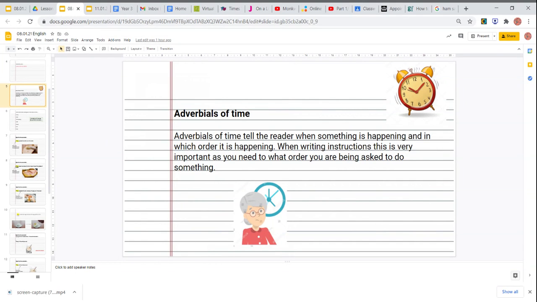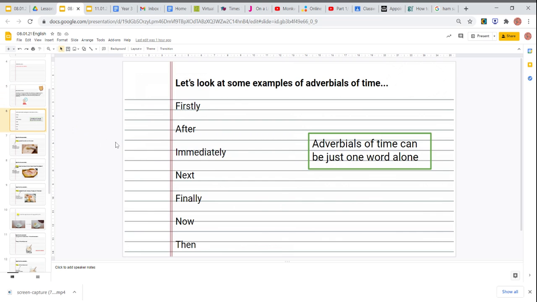So, adverbials of time. They tell the reader when something is going to happen and the order in which it is happening. So when you're writing instructions, this is a really important feature that you need to include, as instructions are chronological. So you need to tell the reader when to do their particular instruction. So some examples of adverbials of time are firstly, after, immediately, next, finally, now, then.